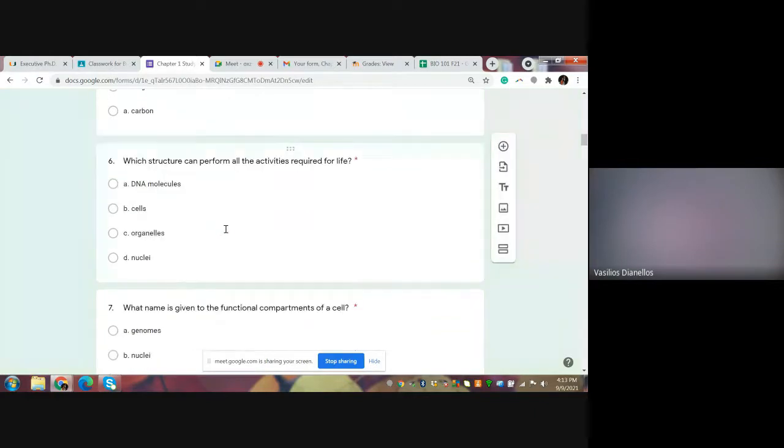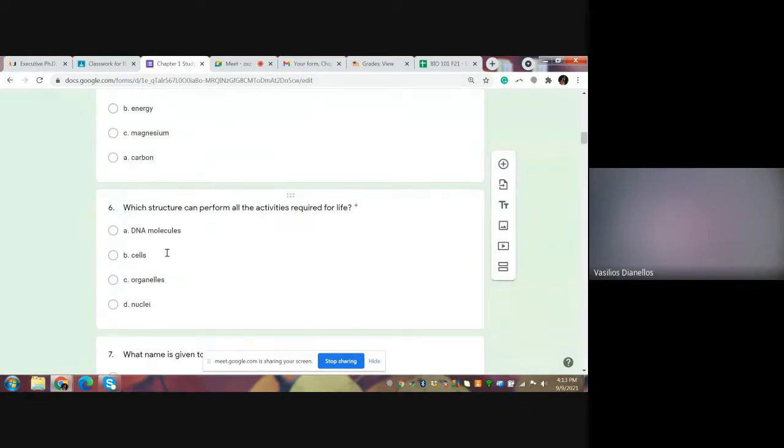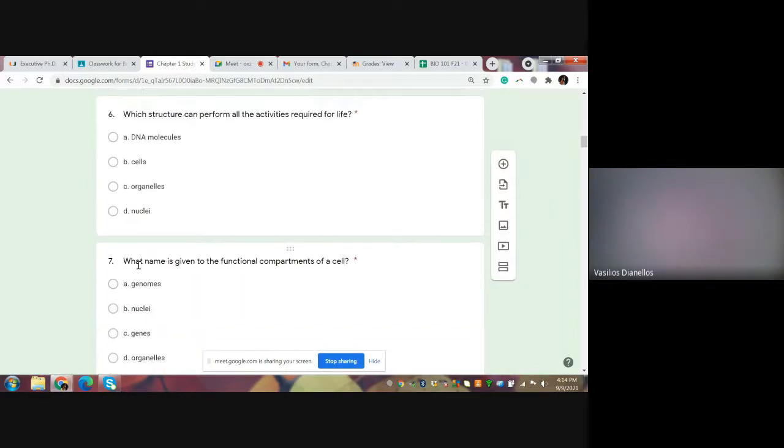Number 6, yes, I did say in the lecture that the most basic unit of life is the cell. So the answer is cell. Cells do need DNA molecules to work. They do need organelles to work. They do need a nucleus to work. All those things are needed for a cell to work. But a DNA molecule can't perform everything that is needed for life. Only a cell can do that with the help of these other things and some other things that also are not listed. So the answer to 6 is B, and you should know that. Any questions so far?